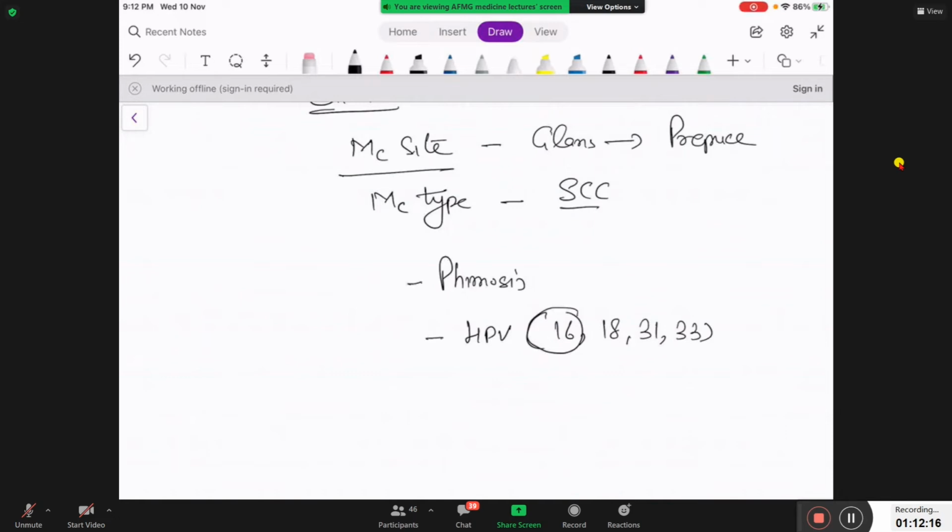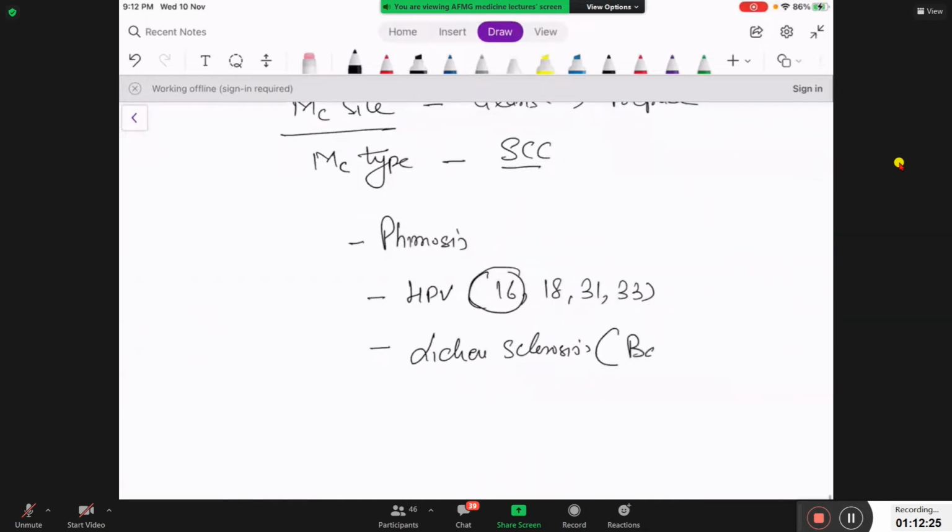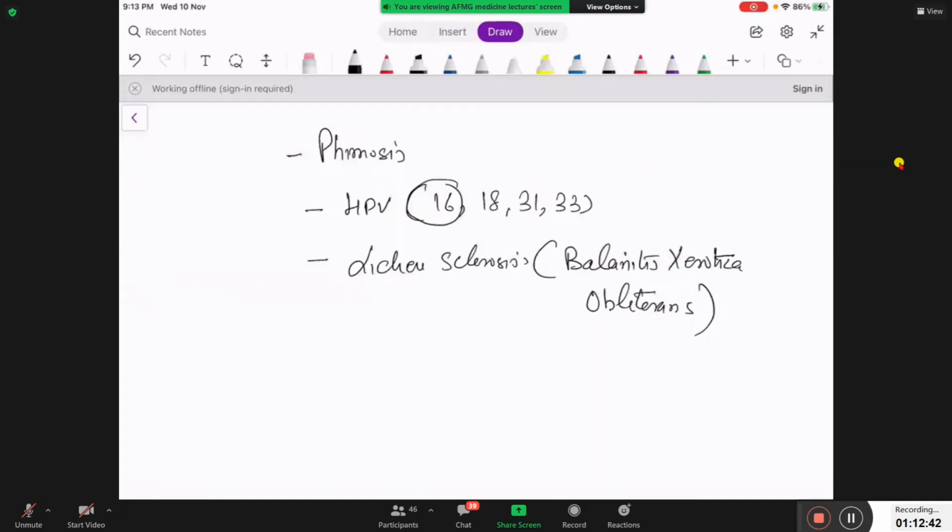Then also lichen sclerosis, which is also called balanitis xerotica obliterans, and also multiple sexual partners.